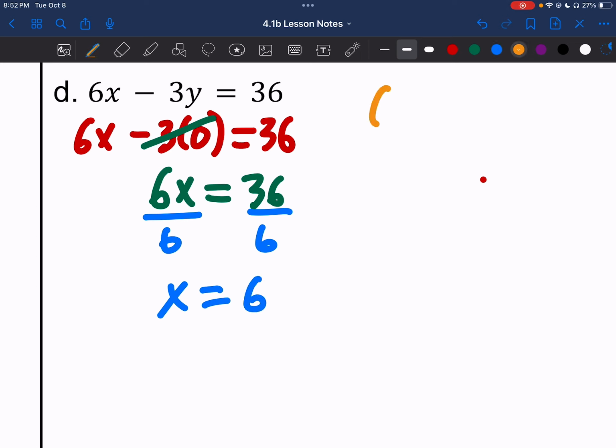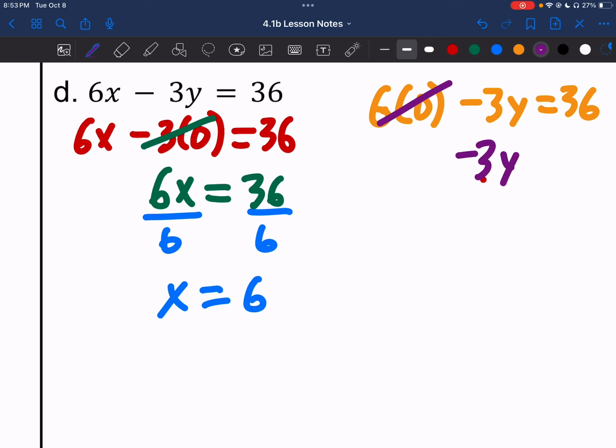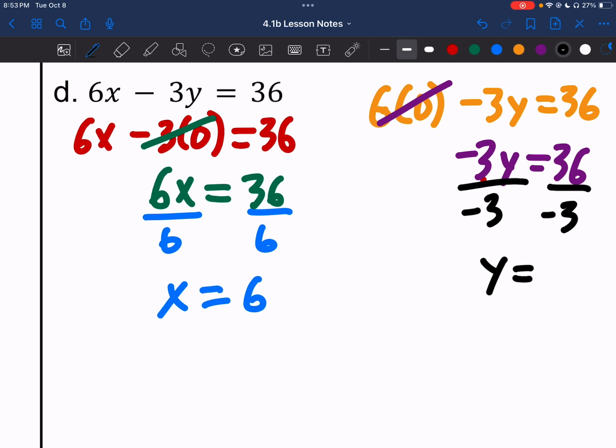To find my y-intercept, we substitute in 0 for x, and we're multiplying that by 6, and we have minus 3y is equal to 36. First step, that cancels out. I'm left with negative 3y equals 36, and I divide both sides by negative 3, and I find that y is going to give me negative 12.